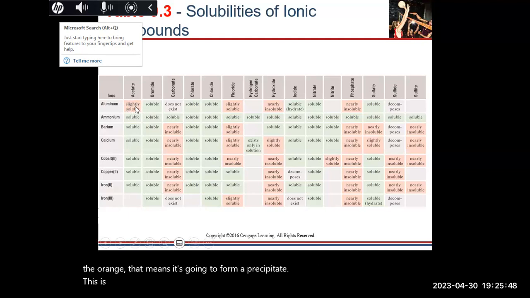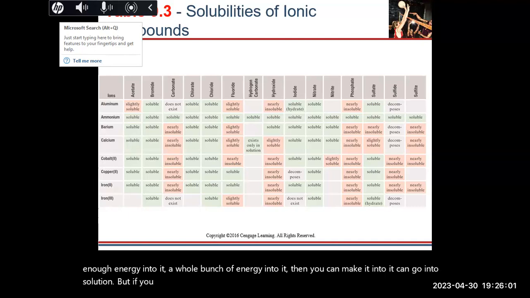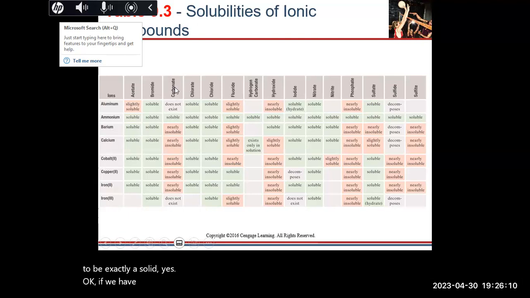This is called slightly soluble because most of it is going to be a precipitant, but if you put a whole bunch of energy into it, it can go into solution. But if you don't, it's going to form a precipitant. So that's the reason why it's going to be a solid. Yes. If we have barium and carbonate, that is also going to form a precipitant. So anything in pink is going to form precipitants.